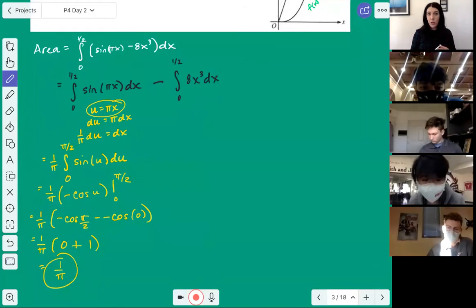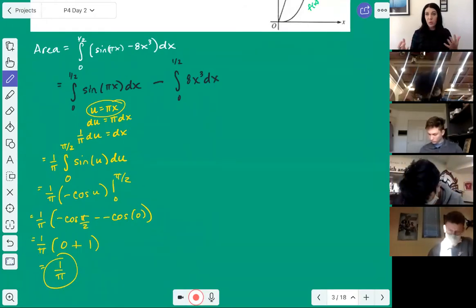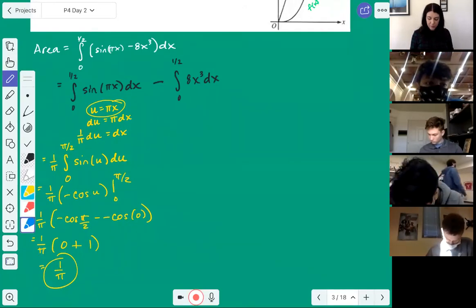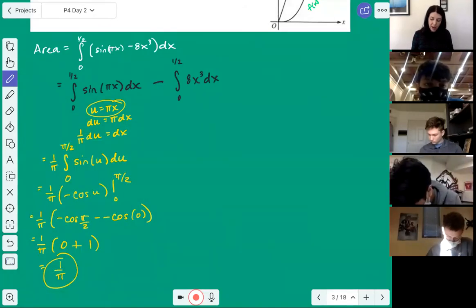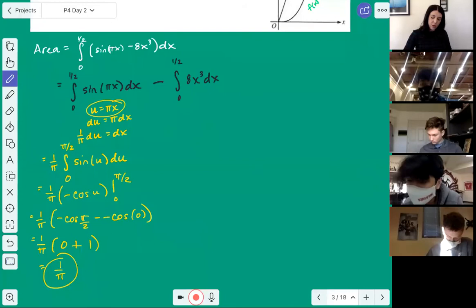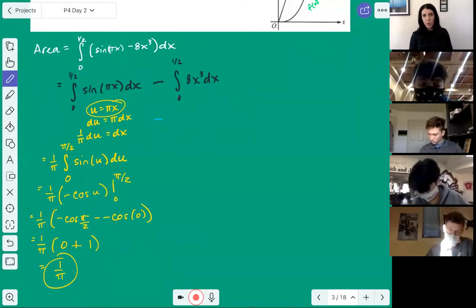Okay, we didn't go back to our 0 and 1/2. We didn't go back to pi x. We left everything in terms of u once we changed it. Okay, now we're going to do the right-hand side one. So that right-hand side one, we have negative integral from 0 to 1/2 of 8x cubed. So the next thing we would have would be negative, what's the antiderivative of 8x cubed, Riley?